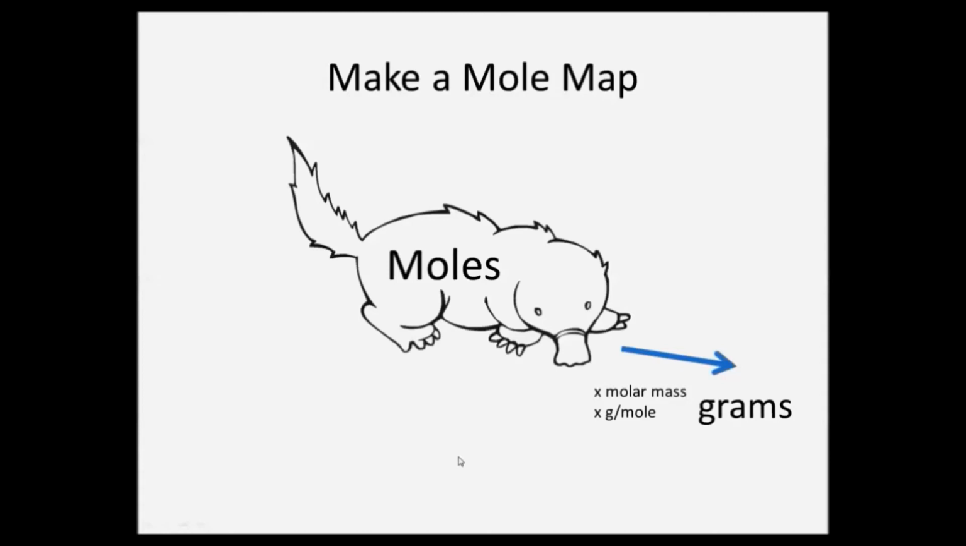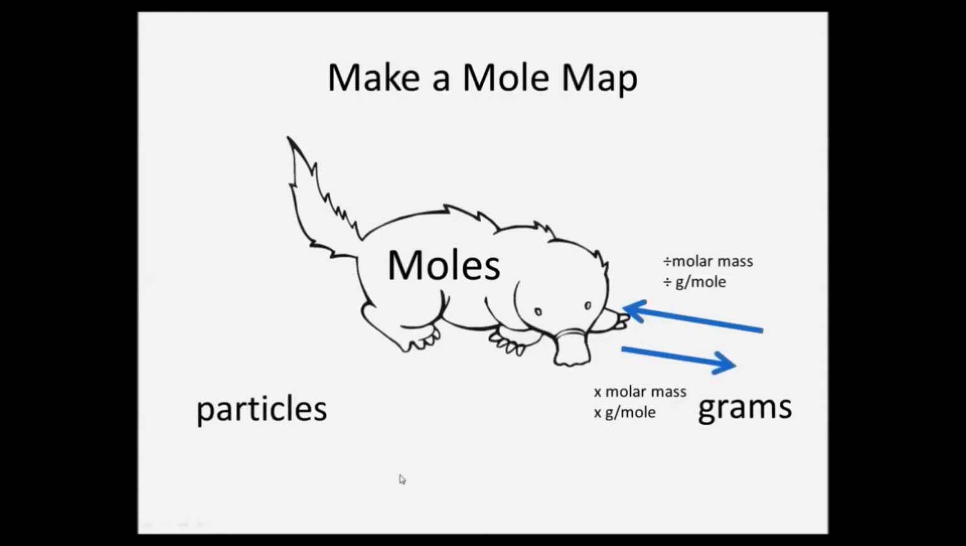Molar mass comes from off the periodic table. What if you're given grams and you want to go back to moles? Well, draw an arrow back from grams to moles. This time you divide by the molar mass. So if you're dealing with mass and moles, you'll need the periodic table. No Avogadro's number in this portion of our mole map.